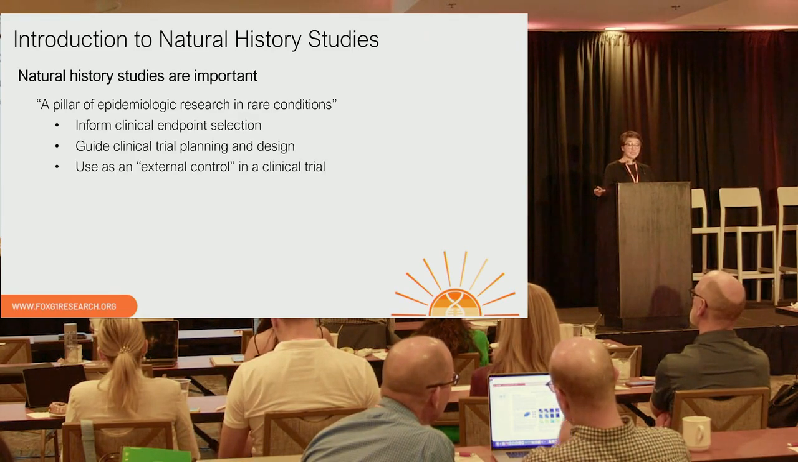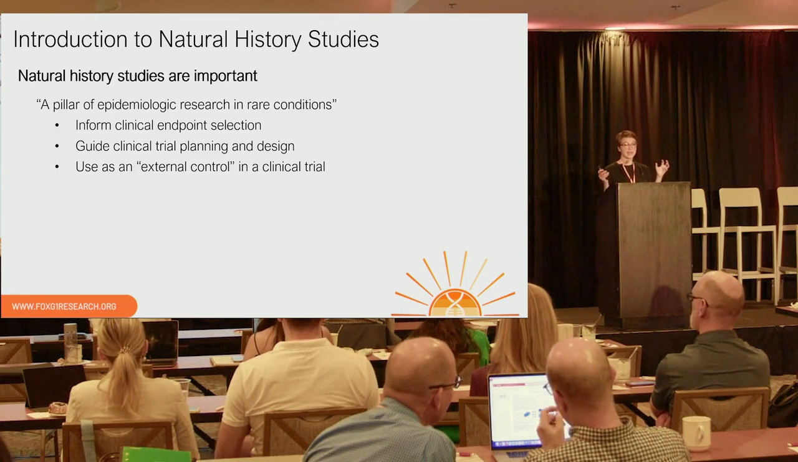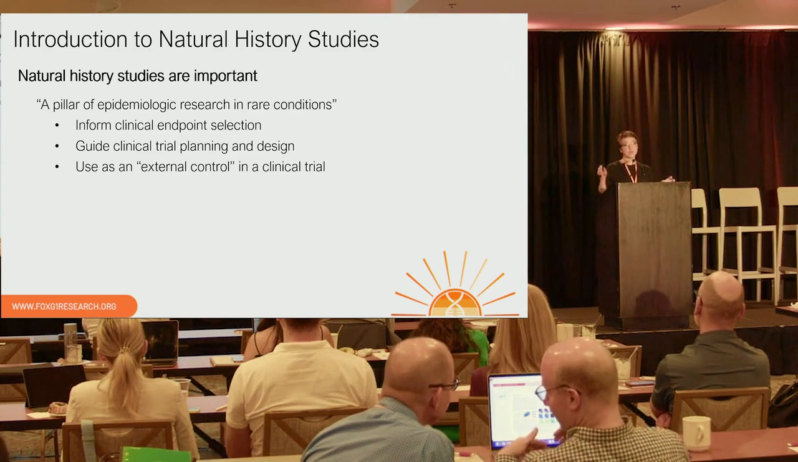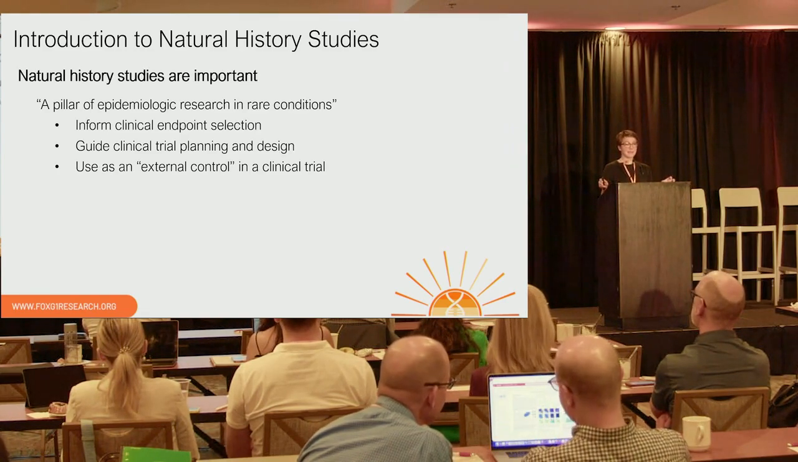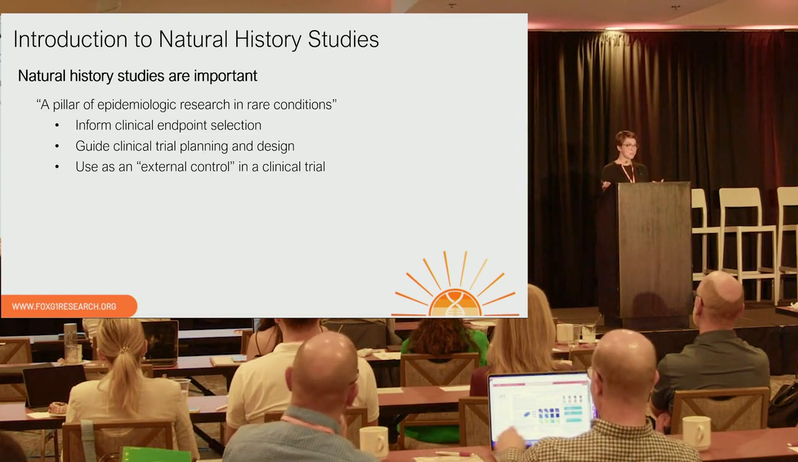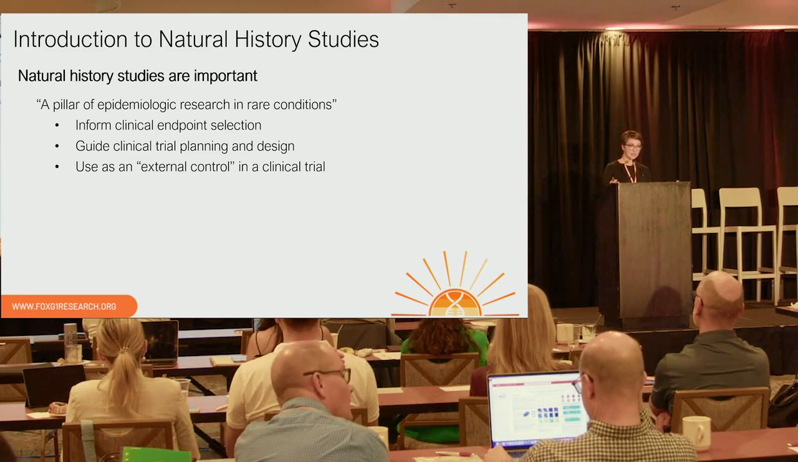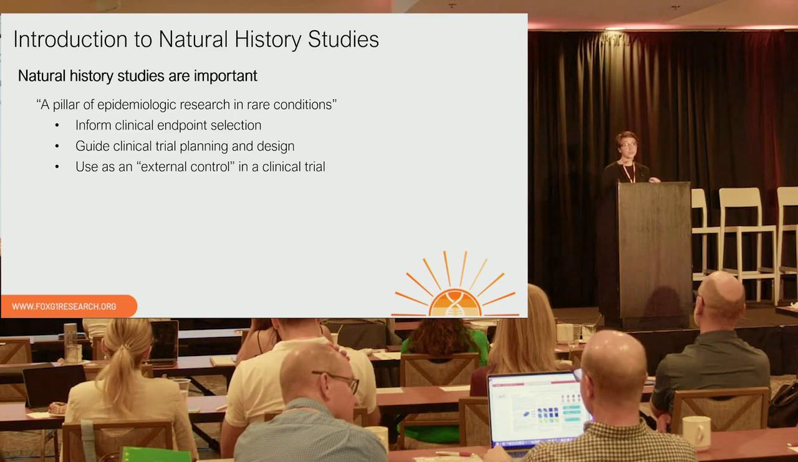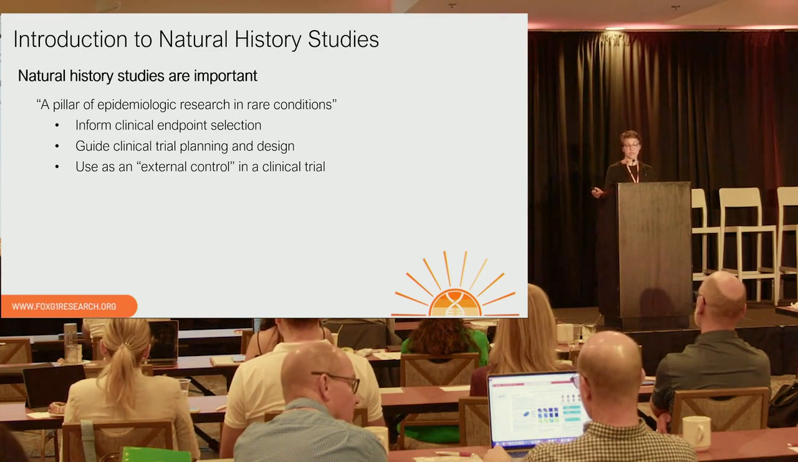They can be used as an external control arm in a clinical trial. So in many cases, if you want to have a very rigorous trial, you would compare individuals who receive a placebo, which is not the drug, to individuals who did receive the drug. But we know in rare disease that might not be ethical because it's not fair for some people to receive a drug and others not to. And so our hope is that we can actually use natural history data or historical data to serve as that control so that every child can receive the drug in a trial.